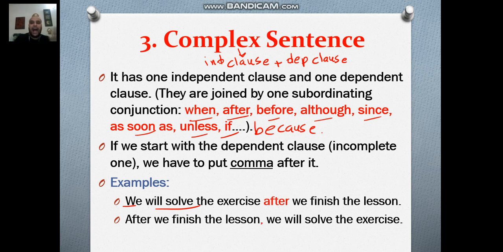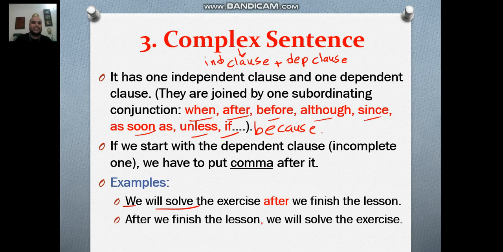You see, after we finish the lesson, we will solve the exercise. After we finish the lesson, I can omit it even. Okay, the dependent clause, I can omit it, and the complex sentence is going to be all right. It's going to stand by itself, and everything is going to be all right. You see, so we will solve the exercise is an independent clause. After we finish the lesson is a dependent clause.